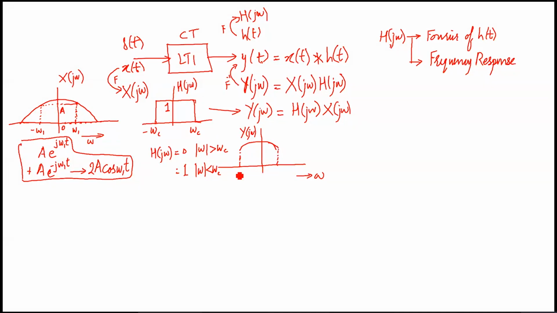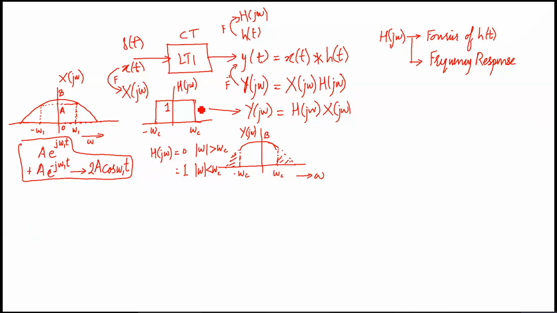So from minus omega c to omega c, all the contents that we have will remain. Let's say this amplitude was b, so this will remain b. So all the frequencies which are between DC and omega c will pass through this system as such, and all the frequencies which were beyond this will get eliminated. So all these frequencies got eliminated.